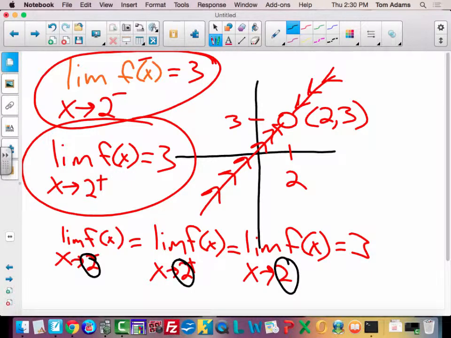Yep. And this is the only time we can say it. If I change this to a different number, then it's just a coincidence. Does that make sense?